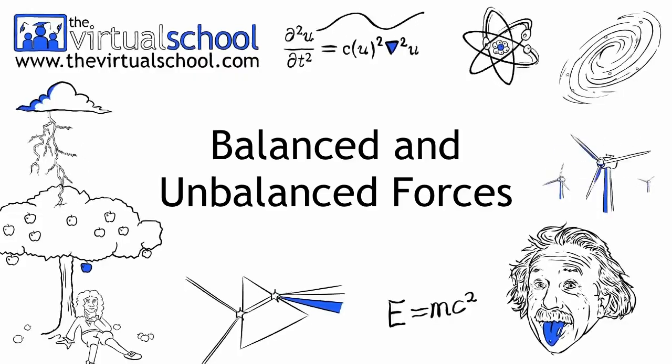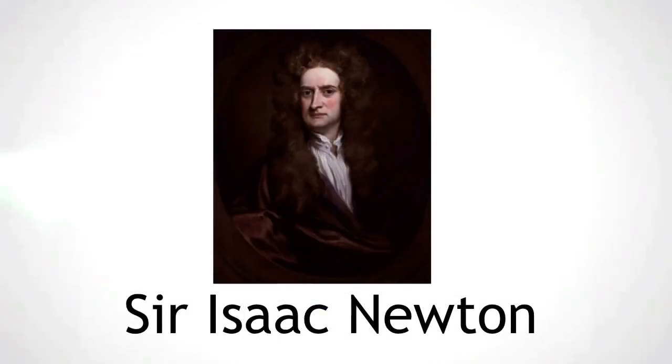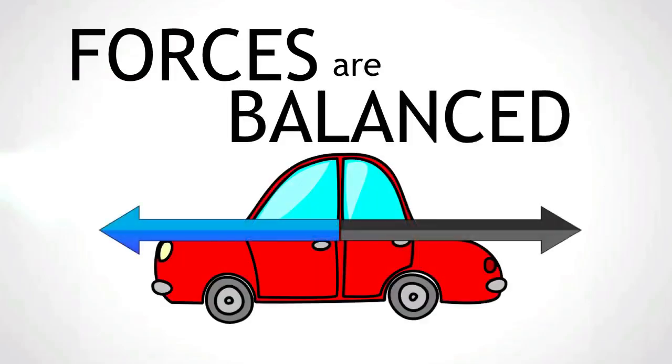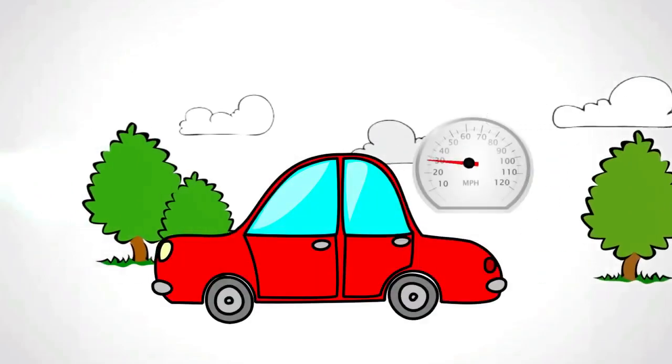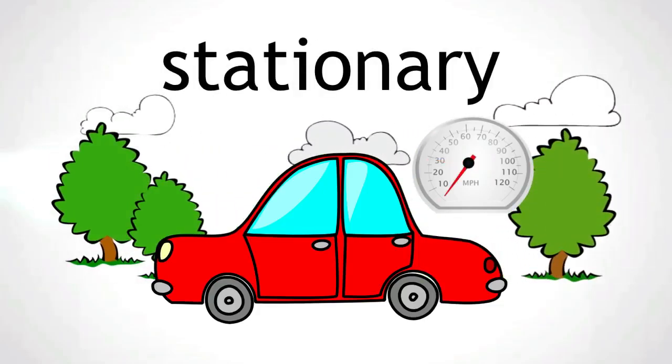Balanced forces. The famous English scientist Sir Isaac Newton, who lived between the 17th and 18th century, devised three laws of motion. The first law states that if all the forces acting on an object are balanced, there will be no acceleration, meaning either constant velocity or the object remaining stationary. But what do we mean by balanced forces?